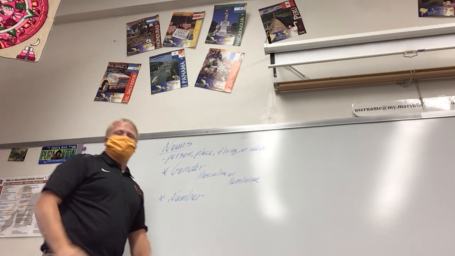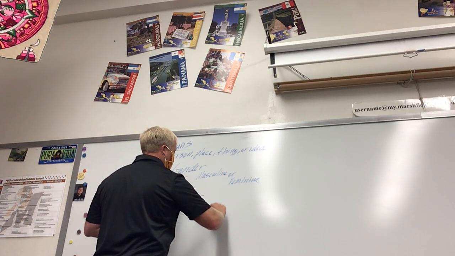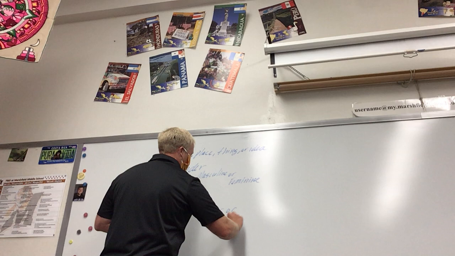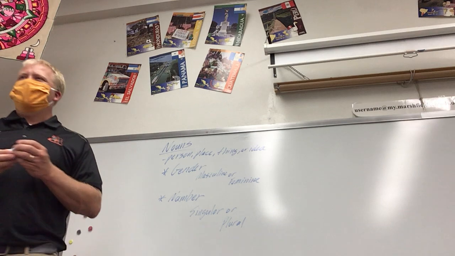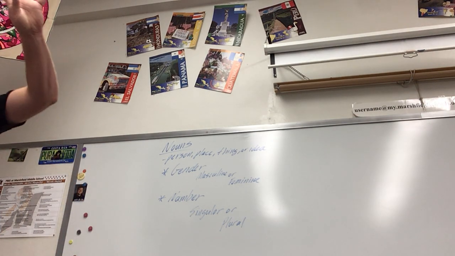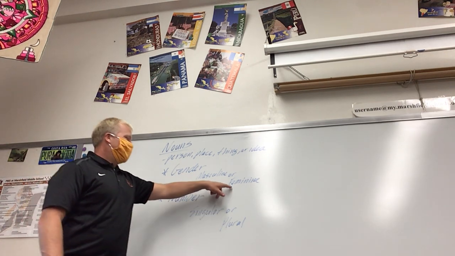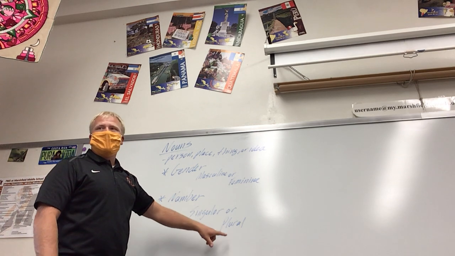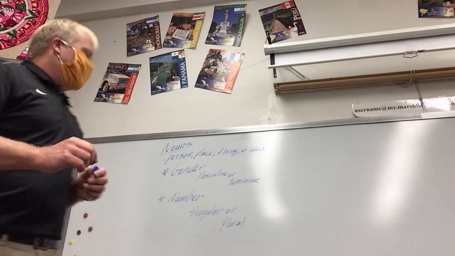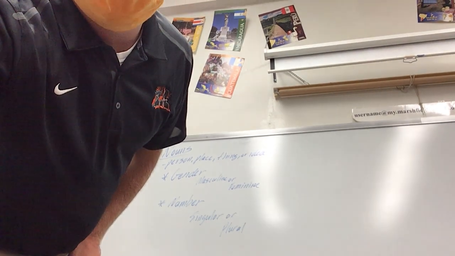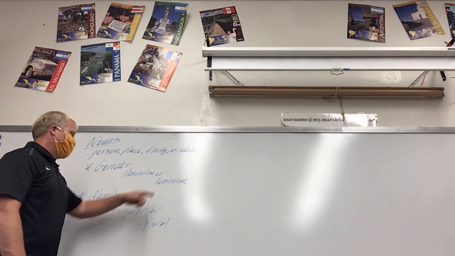Okay, all nouns are masculine or feminine. And number, all nouns are singular or plural. So that means how many types of nouns do we have in Spanish? 4, because they could be masculine singular or masculine plural, feminine singular or feminine plural. Okay? So they could be 2 different things. Masculine singular or feminine singular, and then masculine plural or feminine plural. Okay?